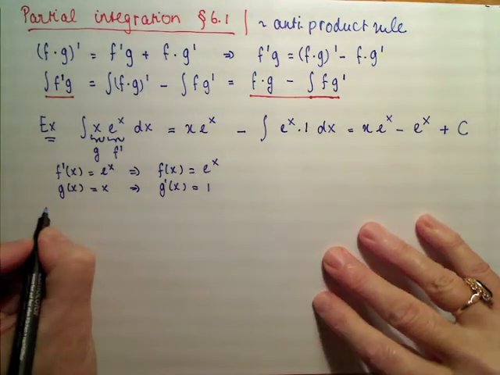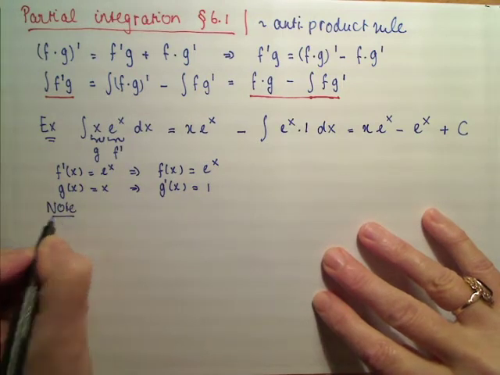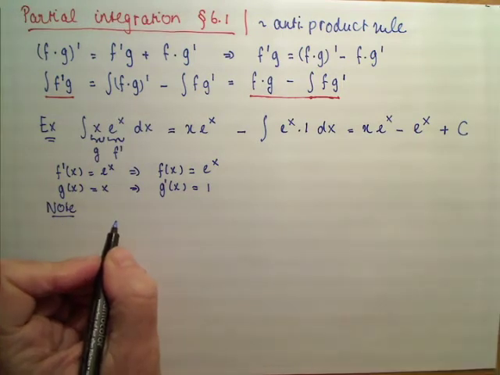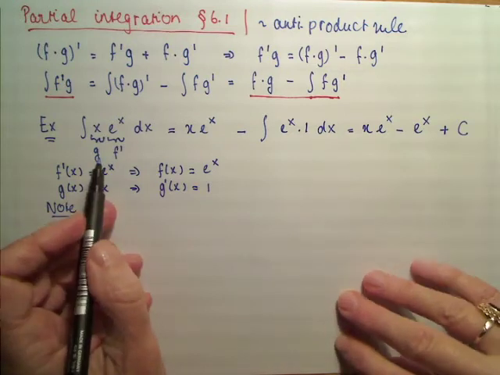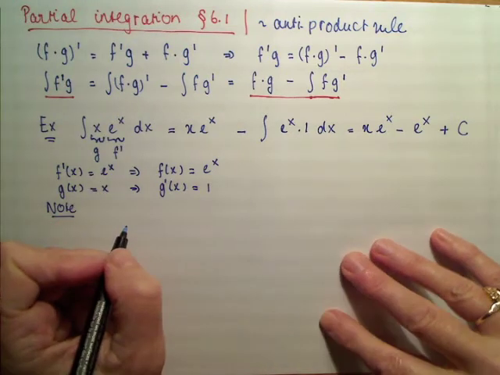Now, I already said that it is not always clear which function should be f prime and which one g. So suppose that we would have made another choice.